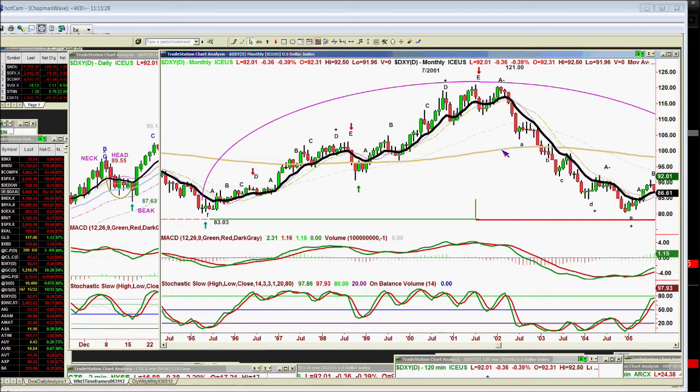Now, I remember it was a round number. I'm not sure it was 121, it might have been 122. However, a round number high. And what do? We come down, we make a cup formation in the Chapman methodology. That's really important. Make a cup formation, and then, lo and behold, you start on your way down.